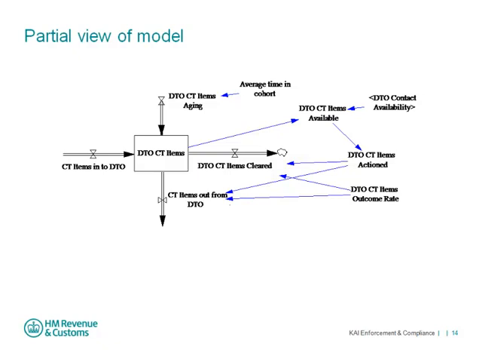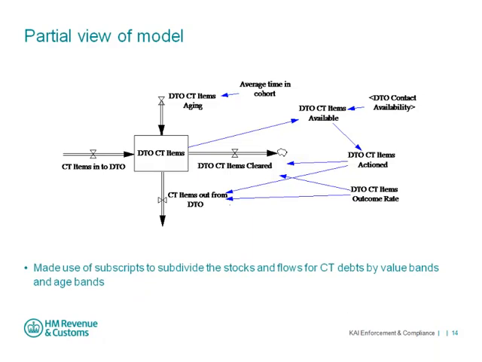If you remember, I was saying that as well as having several baths, we had several different kinds of liquid within each, because it matters to us the value of the debts and the age of the debts, because they're going to be pursued and act very differently. The way that we deal with that is to use subscripts within Vensim. We've subdivided the stocks and flows for our CT debts by both value bands and age bands. So behind each of those stocks and flows, there are multiple equations represented by subscripts.